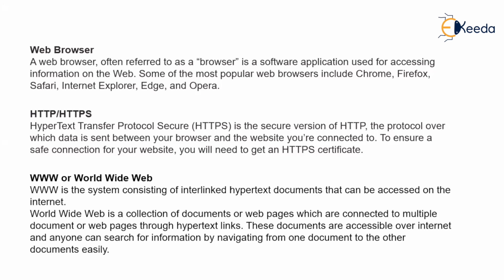The last and final terminology is www, and I hope you know what is World Wide Web. This is a system consisting of interlinked hypertext documents that can be accessed on the internet. It's a collection of documents or web pages which are connected to multiple documents or web pages through hypertext links. That means one web page can open another web page, and that web page can open several hundred other web pages. And that is why it is called World Wide Web.